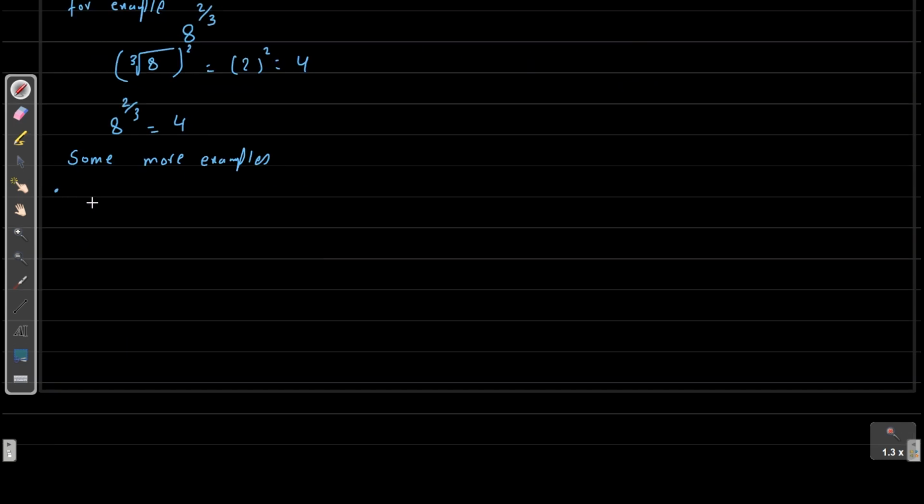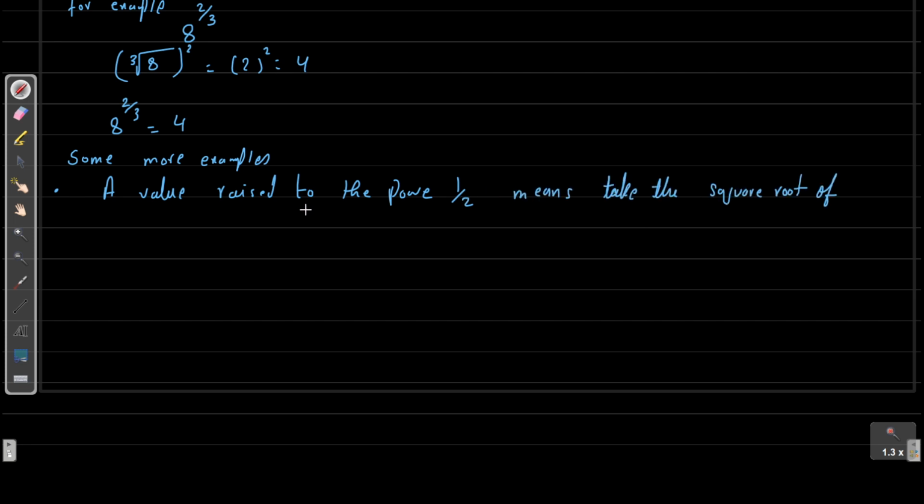For instance, a value raised to the power 1 by 2 means take the square root of the value. So x raised to the power 1 by 2 is equal to the square root of x. Similarly, a value raised to the power 1 by 3 or 1 by 4 means take the cube root or the fourth root of the given value.